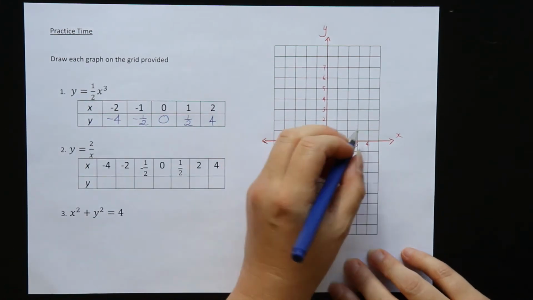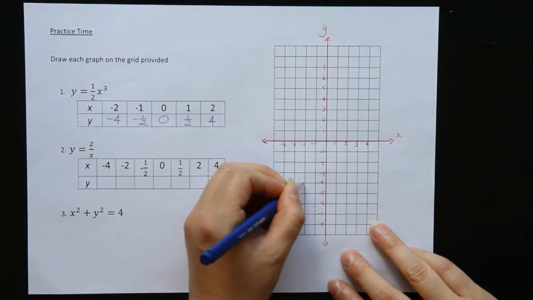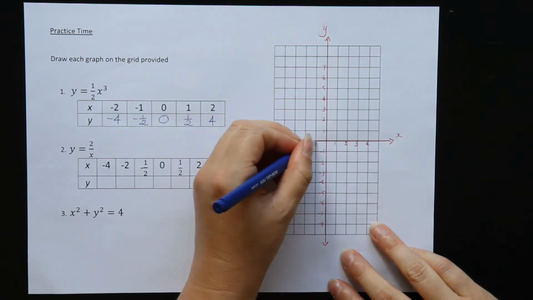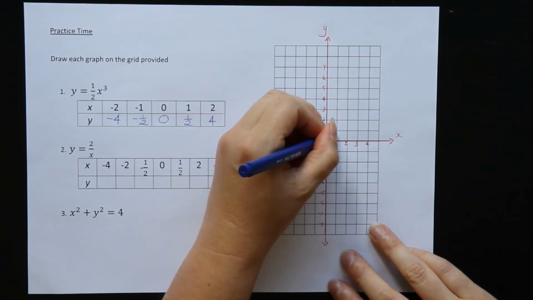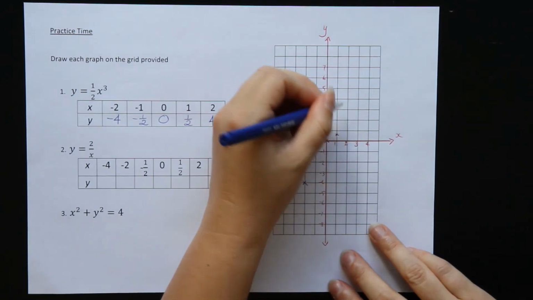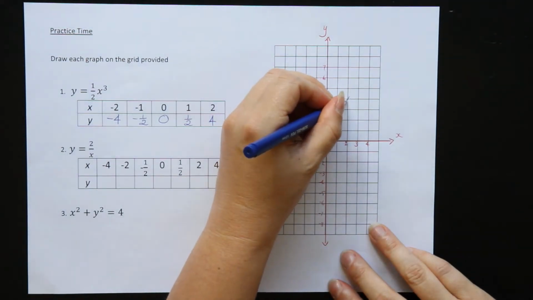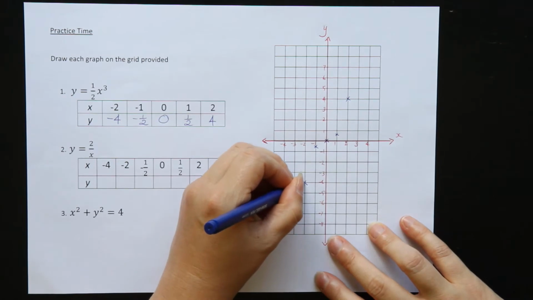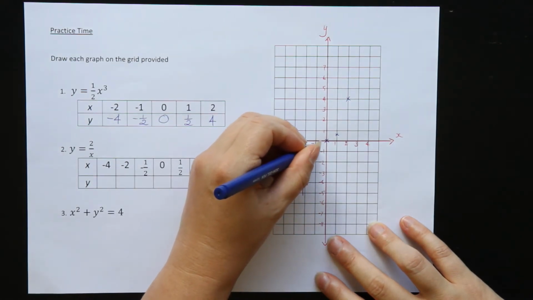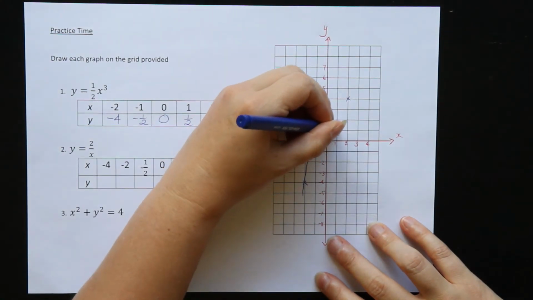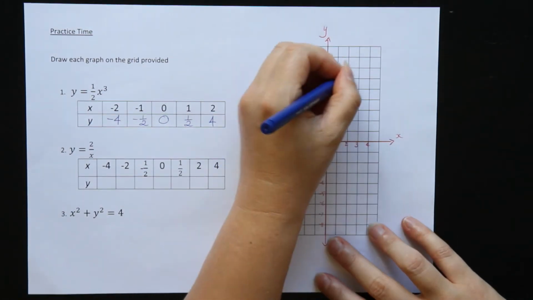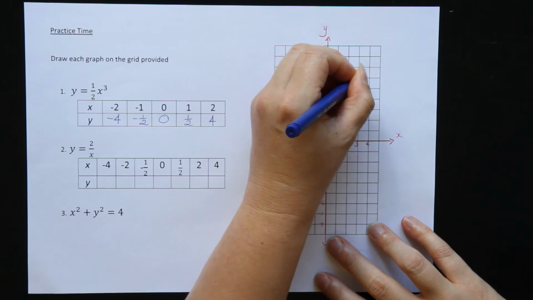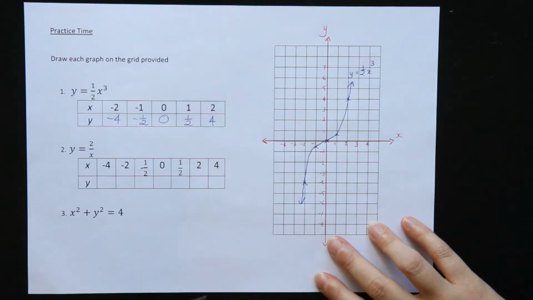So the first graph, we should get negative 2, negative 4, negative 1, negative half, 0, 0, 1, half, 2, 4. So that is our cubic. Y equals half x cubed.